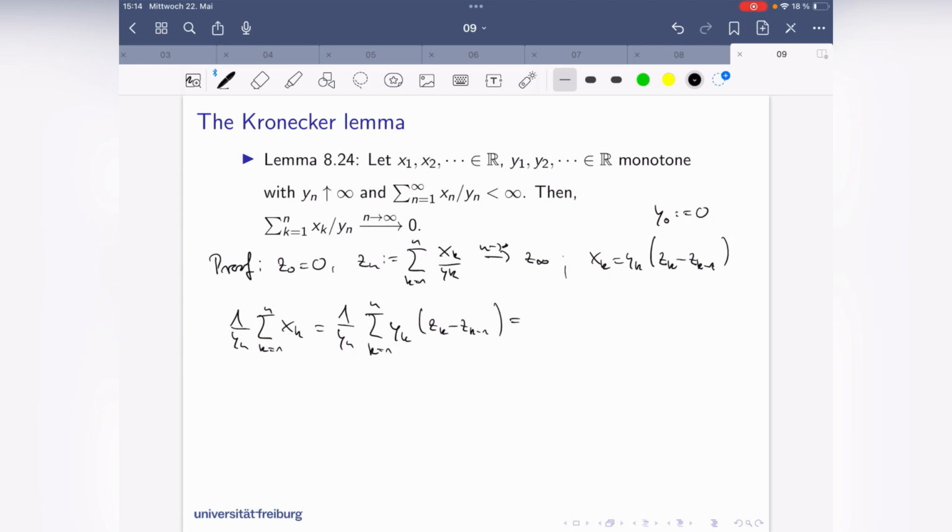So, okay. I could also sum from 0, because y0 is defined to be 0. That's not a problem. For the first thing here, this is yk times zk, let me pull out of the sum the nth term, which is then yn zn, divided by yn equals zn.